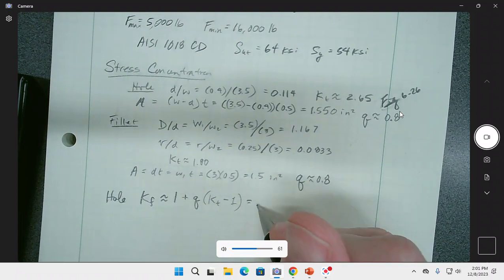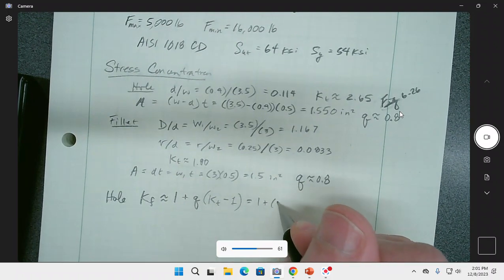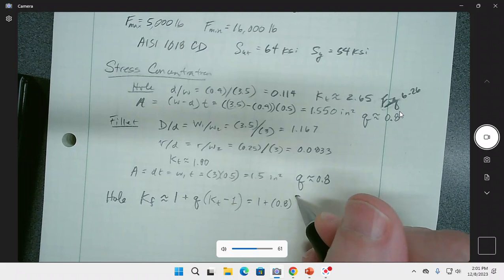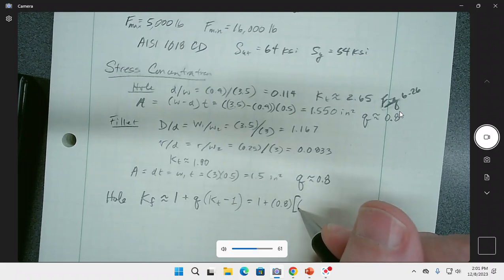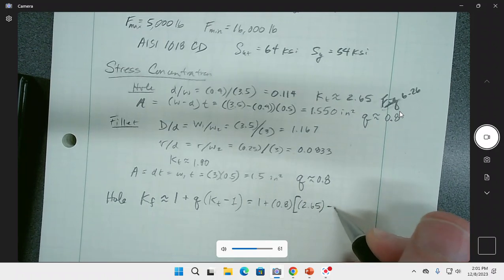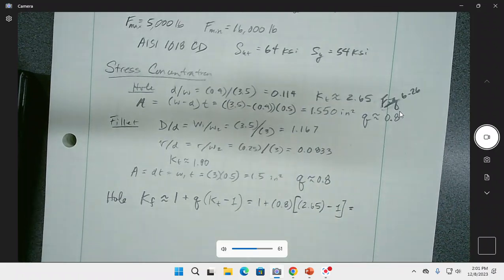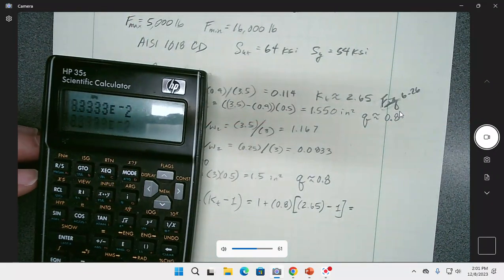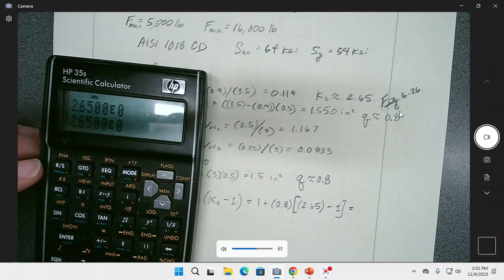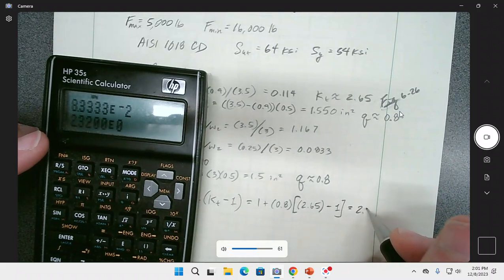Just good to know. So 1 plus 0.8 times our first one was 2.65 minus 1. Is it going to fit in there? Sure. 2.65, subtract 1.8, multiply, add 1 back. Boom. 2.32.